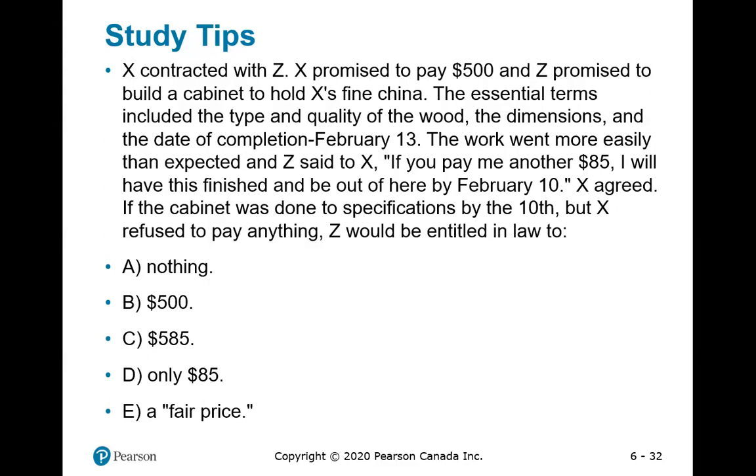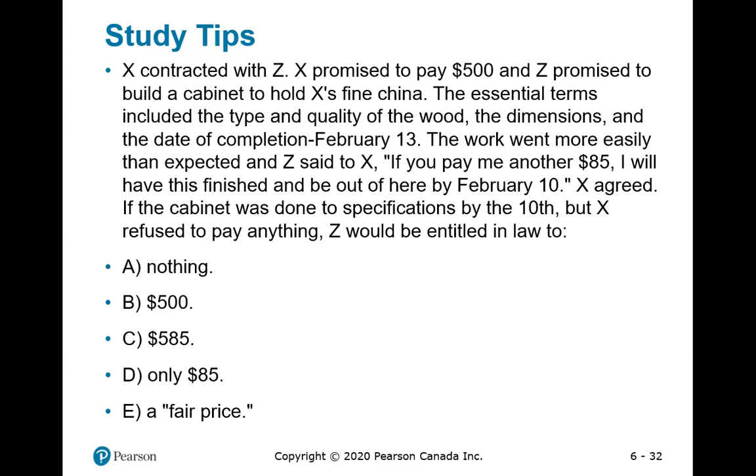So, payment 500, and the terms of the cabinet: quality of the wood, dimensions, and date of completion. As a supplier, how much am I getting? 500. And as a buyer, what am I getting? I'm getting a cabinet under those terms: type and quality of the wood, dimensions, and completion date of February 13. That's the original agreement. Is this a valid agreement or not? Yes, it is. There's consensus, there's consideration. So, yes, 500 has to be paid.